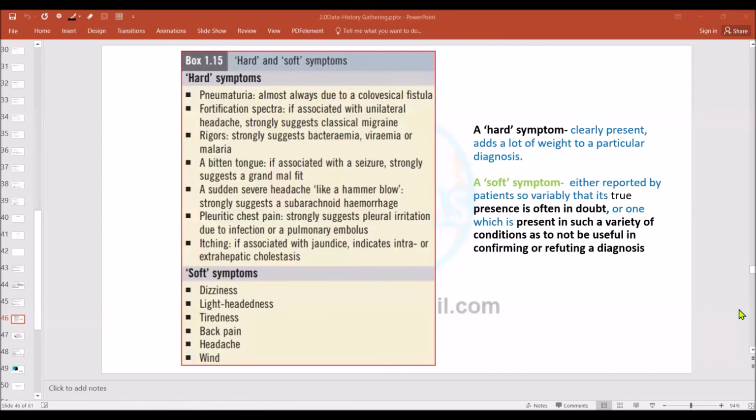Similarly, there could be a hard sign also. For example, in hypothyroidism, prolonged relaxation of the... what is that? Delayed relaxation of the ankle jerk. Delayed relaxation of the ankle jerk could be a hard sign because it happens more in hypothyroidism. So, hard symptom and hard sign.